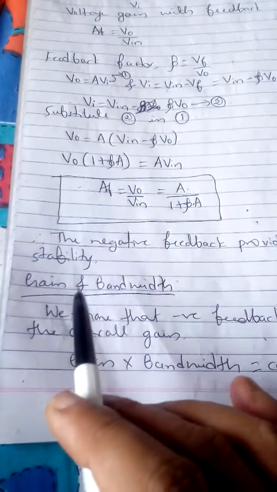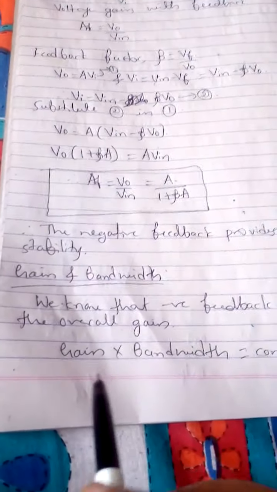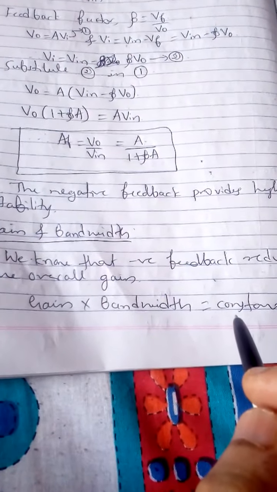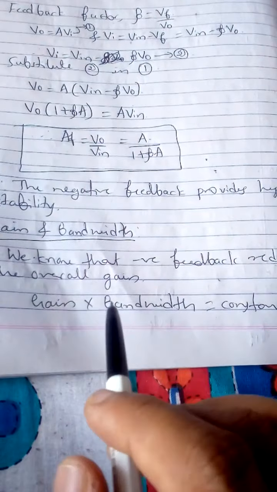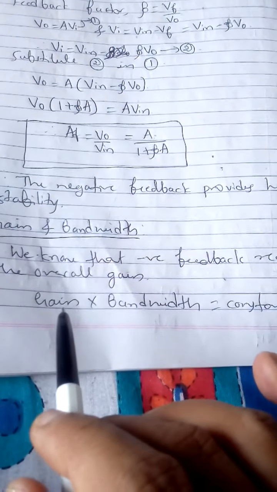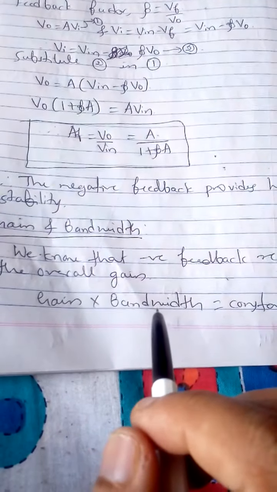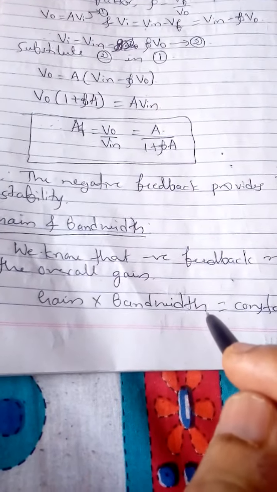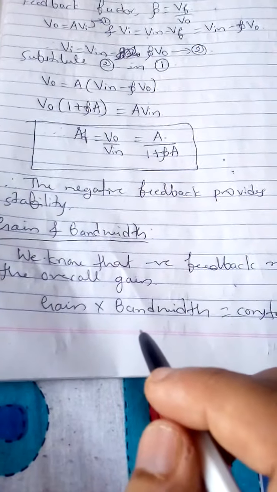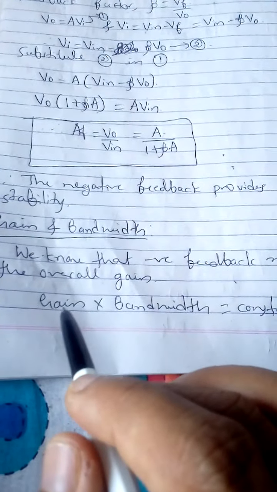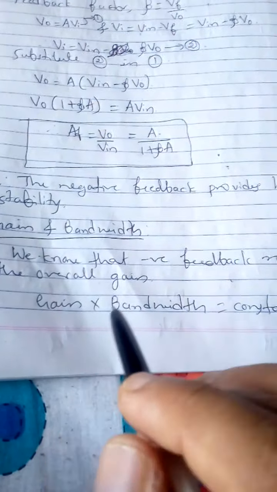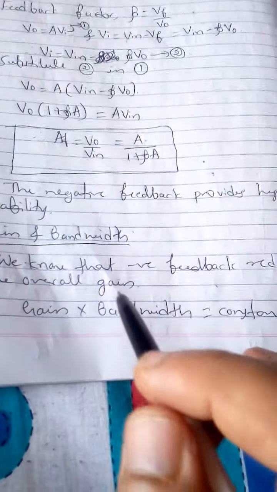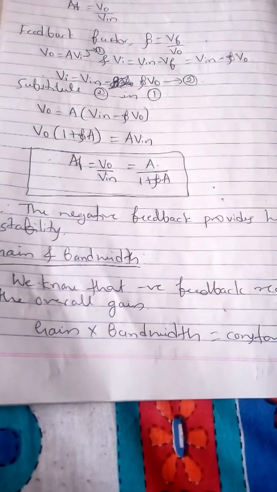Then we have one relationship between gain and bandwidth. Gain into bandwidth is a constant parameter. If I don't use any feedback network, I get maximum gain, but at the same time bandwidth will be very less. So to increase the bandwidth, we use the feedback network. Using the feedback network, we have control over the gain. As gain reduces, automatically the bandwidth will increase. That is one of the main advantages of using a feedback network: we can increase the bandwidth.